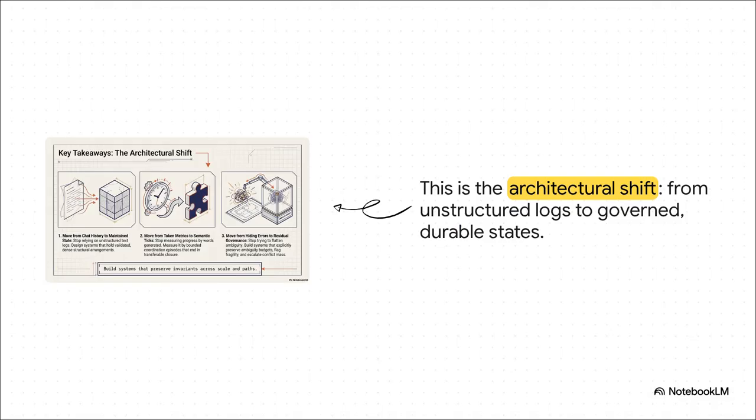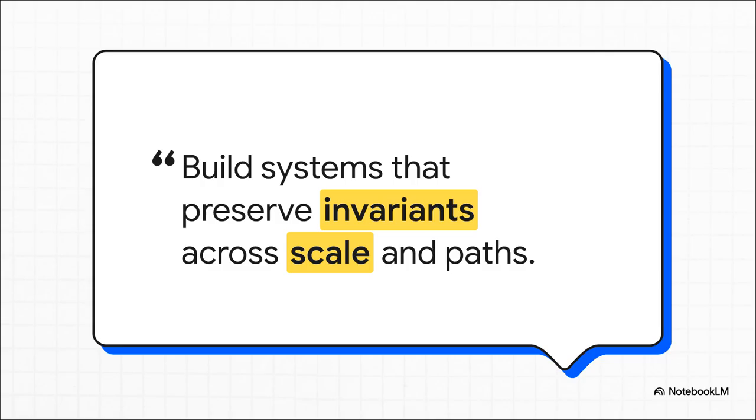And you can see that whole shift visually right here. We're moving from unstructured logs to dense held states. We're going from just counting words to counting meaningful completed episodes of work. And we're moving from trying to pretend every problem has a perfect answer to explicitly preserving ambiguity, flagging fragility, and managing conflict. Ultimately, the whole point of this is to build systems that preserve their invariance, their core non-negotiable rules and structures, no matter how big or complex the task gets. That is the real path to building AI systems that are genuinely robust, reliable, and trustworthy.